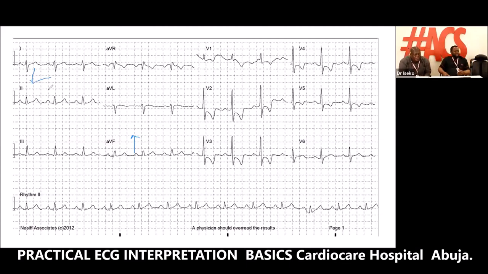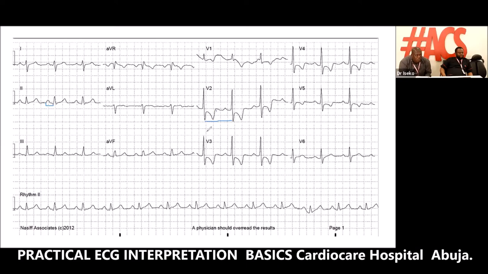Let's go to intervals now. So the PR interval, is it normal in this patient? From the beginning of the P wave to the beginning of the QRS, is it more than one big box? Let's make an attempt, yes or no? So it's about the size of one big box, so we'll say it's normal. Then the QT interval, is it more than half of that RR interval? No, I don't think so. So the QT looks normal.